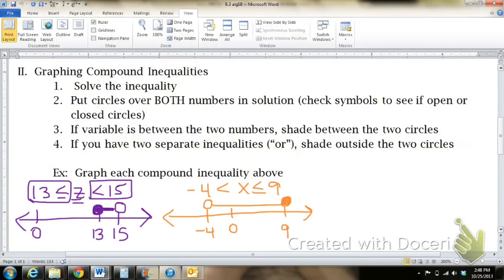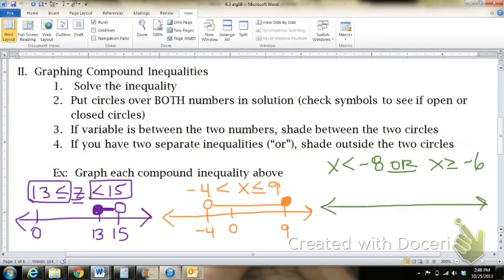And the last one that we did, I think I switched the colors on this, but the last one that we did, we got the 2 answers. We got x is less than negative 8, or x is greater than or equal to negative 6. So I started out the same way. Because I have 2 negative numbers, I'm going to put my 0 all the way over here, and I'll say negative 6 is about here, and negative 8 is about here. Negative 8 is not included, so it gets an open circle. And negative 6 is included, so I close that circle.